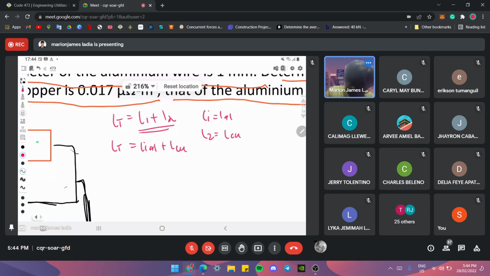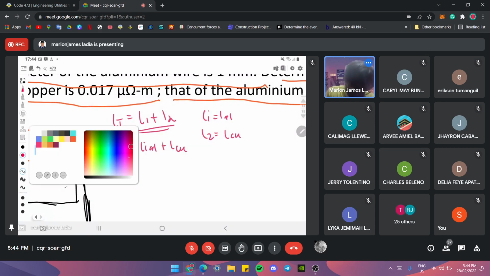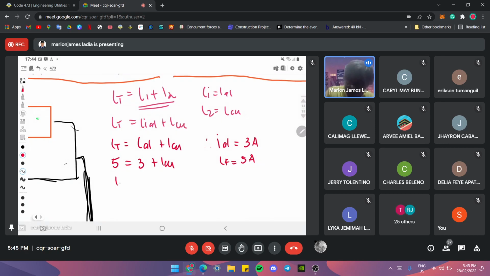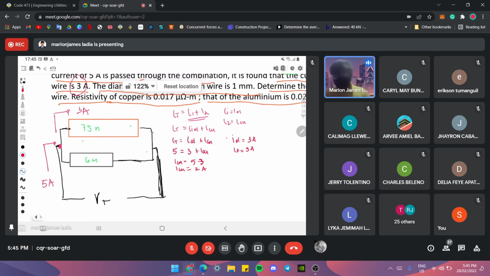So I total is equal to I aluminum plus I copper, wherein I aluminum is equal to 3 ampere and my I total is equal to 5 ampere. So 5 ampere is equal to 3 ampere plus my I copper. So from this situation, I may say that my I copper is equal to 5 less 3 is equal to 2 ampere. That is from the characteristic of a parallel combination, additive.